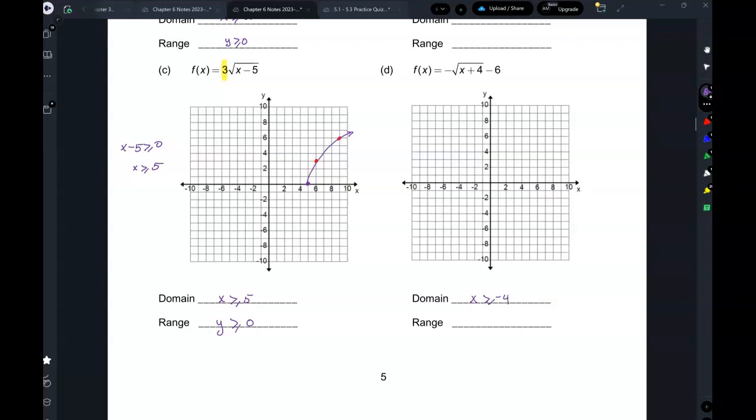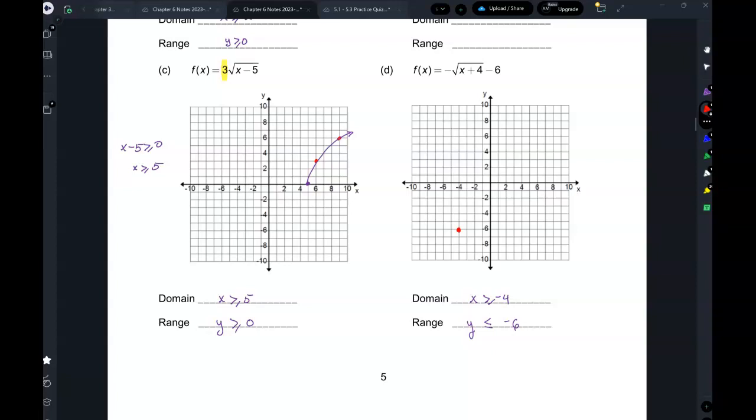Okay, range, it's y. There is a vertical shift of -6, right? But because it's a negative square root, now it's going to go below, so it's going to be less than or equal to -6. Okay, so the end point for this one is going to be at -4, comma -6.